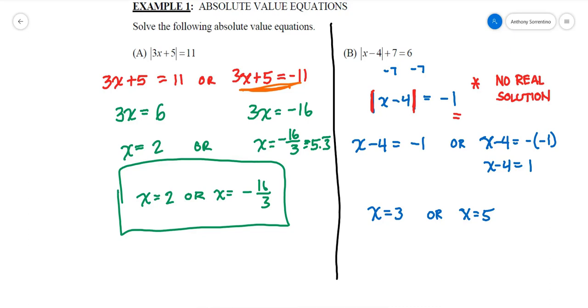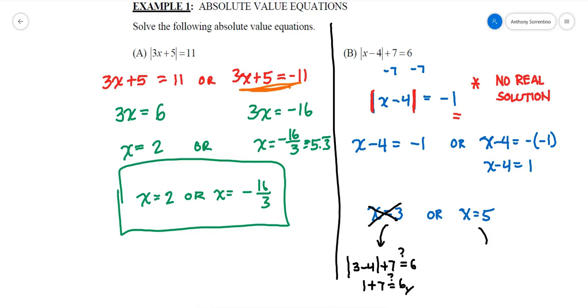Well, this goes back to something you should always be doing, whether I show it in examples or not, and that's take your solutions and go back to the original equation, make sure it works. So if I go to the original equation using this solution, I would have the absolute value of 3 minus 4, plus 7. Does that equal 6? Well, 3 minus 4 is -1. The absolute value of that is 1. Does 1 plus 7 equal 6? Well, no, 1 plus 7 equals 8. So this is not a solution.